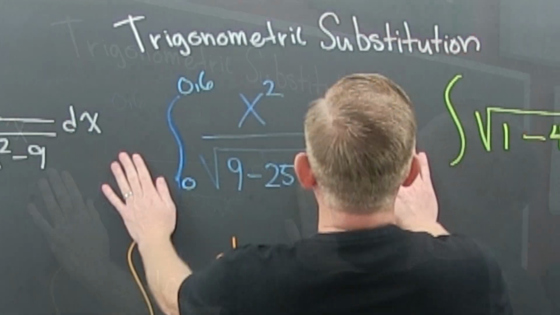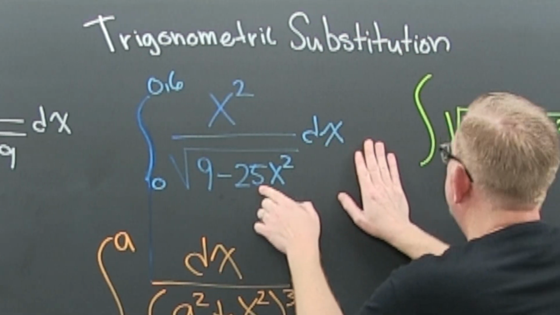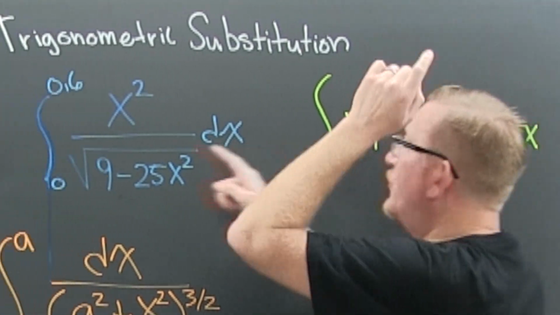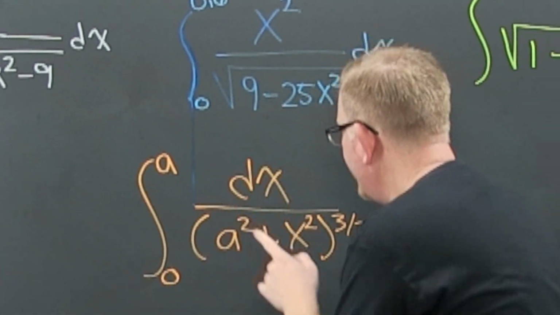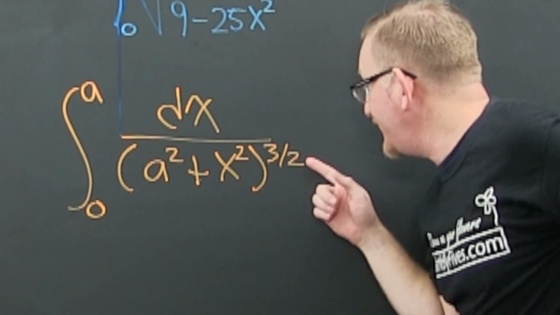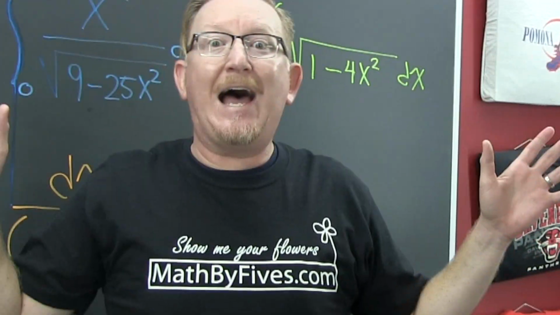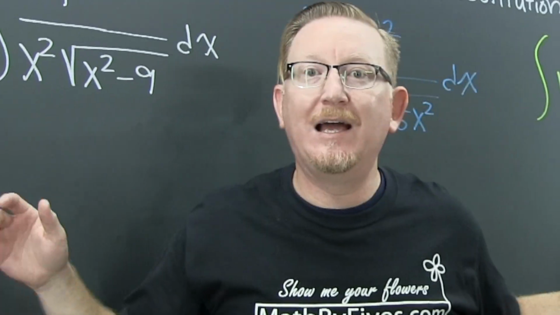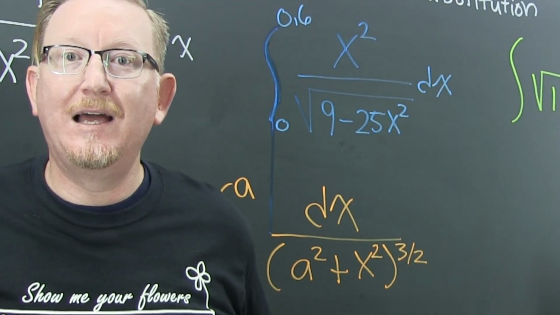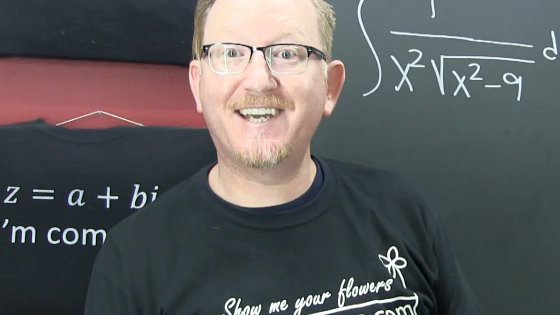I use trig sub when I have roots. I don't see any roots, but that's what that rational notation is. That means there's roots. That's kind of fun.